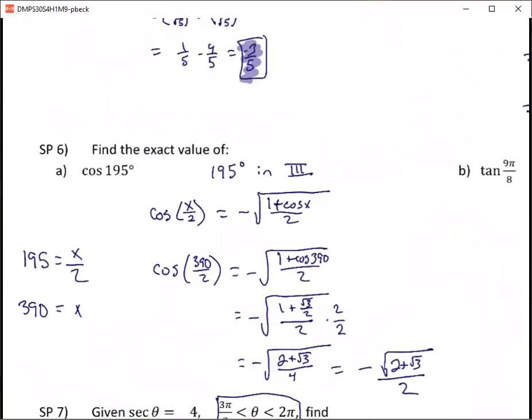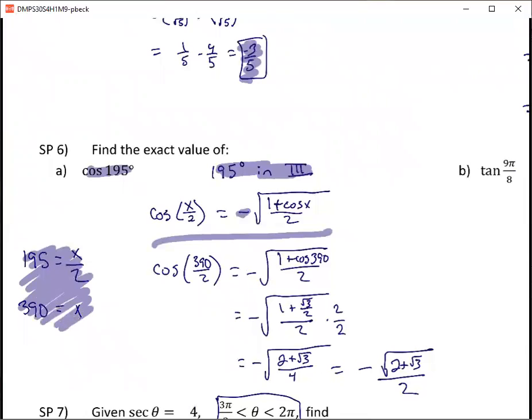Half angle formulas. I want to find the cosine of 195 degrees. So 195 degrees is in quadrant 3. Cosine is negative in quadrant 3, which is why we're going to be taking the negative square root. Now with that said, I wrote out the formula using the negative square root. Now 195 degrees is half of 390 degrees. So that 390 is what I'm going to be plugging in here to my formula.